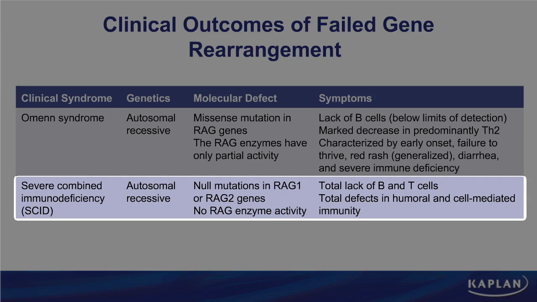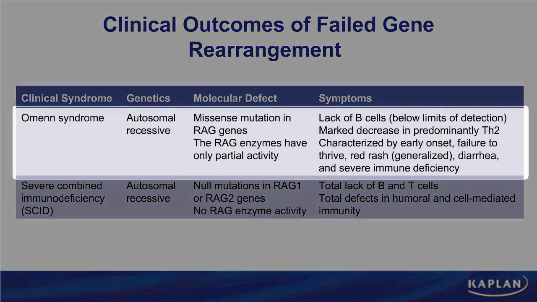You can also have missense mutations in the RAG genes, which will result in something called Omenn syndrome, which is similar to SCID, not quite as severe, but it tends to affect Th2 cells a little bit more than some of the other T cell subsets, which then results in sort of B cell inactivity. There is a lack of B cells, actually below limits of detection, for Omenn syndrome. And again, it's also a combined immunodeficiency because both B and T cells are affected.